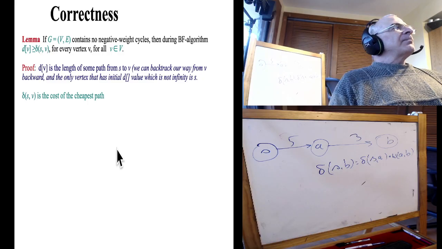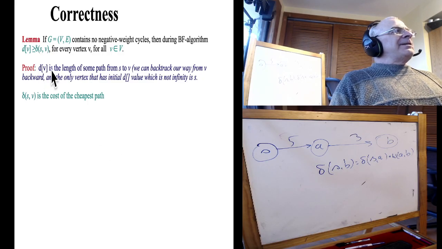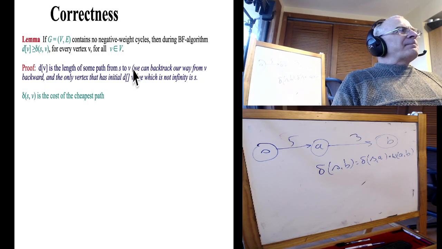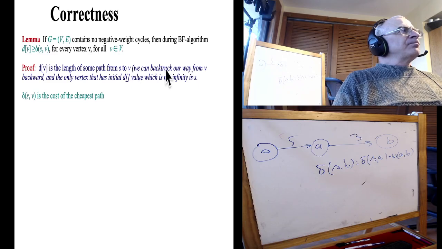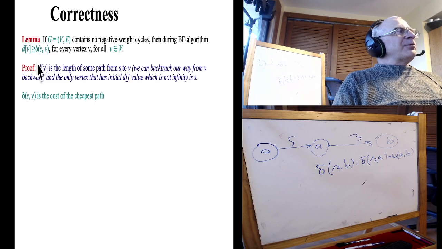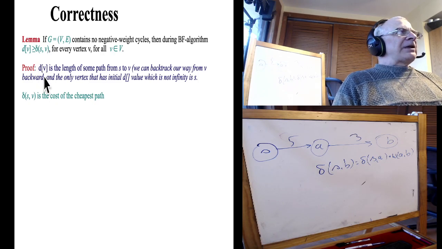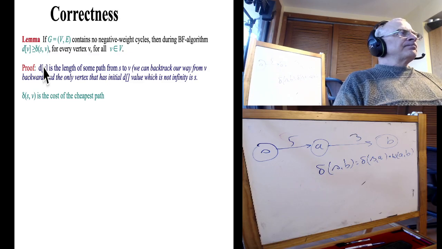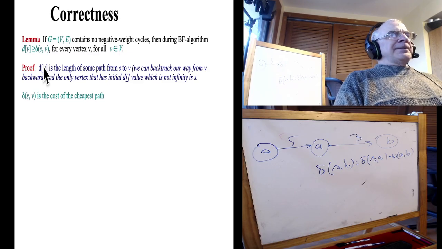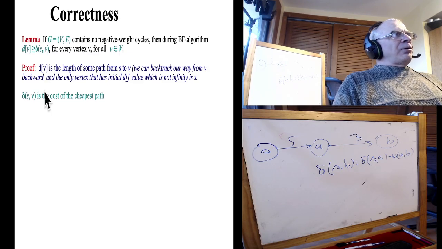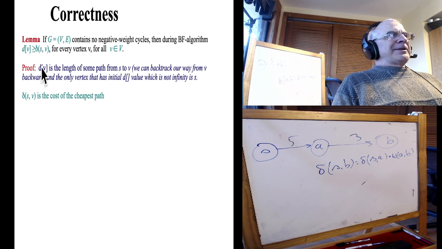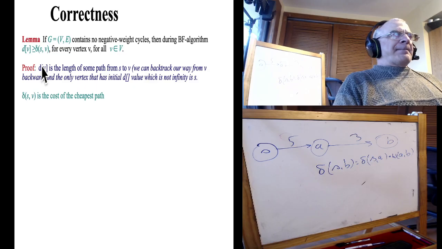Next, d of V is the length of some path from S to V. Delta is the cost of the cheapest path. So delta is always smaller or equal than d, because you can check it out. d is the cost of some path. Delta is the cost of the shortest path.